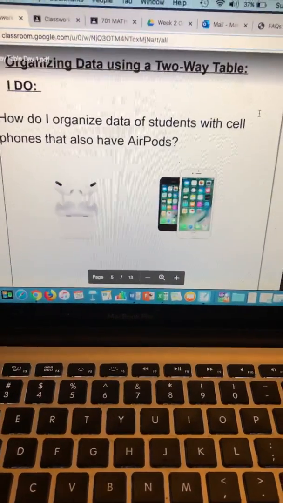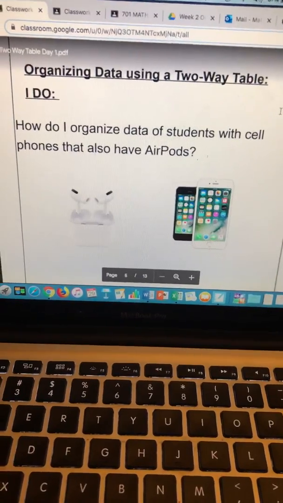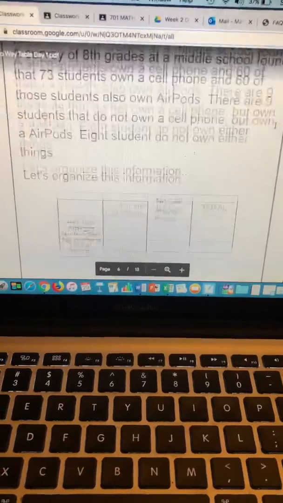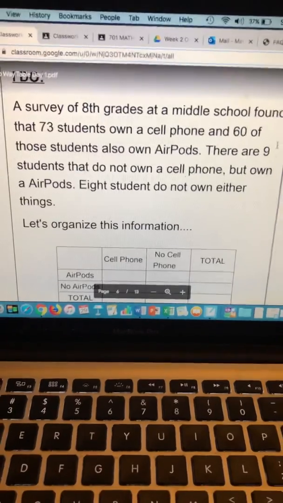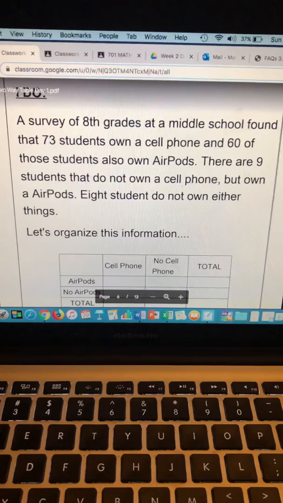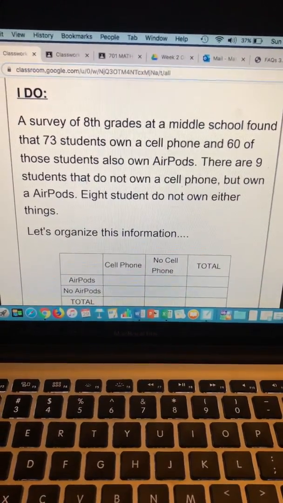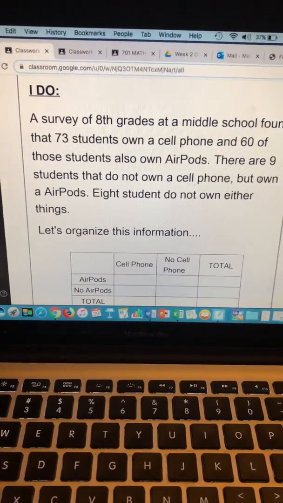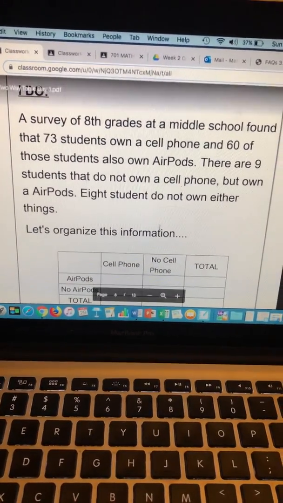Okay. So our first two-way table that we're going to create together is to identify the data of students that have a cell phone and also have AirPods. So they give us this information. They tell us that a survey of eighth graders, it should say, at a middle school found that 73 students own a cell phone and 60 of those students also own AirPods. There are 9 students that do not own a cell phone but own AirPods. 8 students do not own either thing.